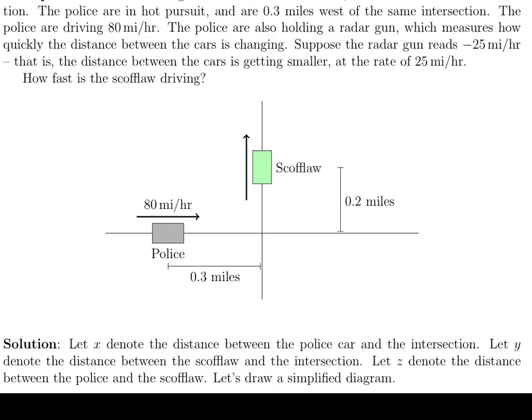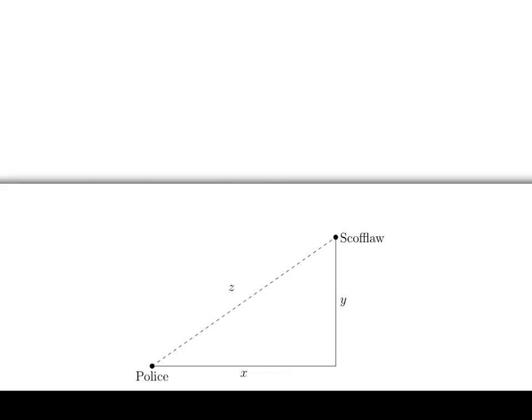Now we're going to create some variables here. x is going to be the distance between the police car and the intersection. y is the distance between the scofflaw and the intersection. And z is the distance between the police car and the scofflaw, this straight line distance between the two cars. Probably the best thing to do is to draw a simplified diagram. Here's our simplified diagram, without any of the fun stuff like the overhead picture of the car. We've got x, y, z to denote our distances.